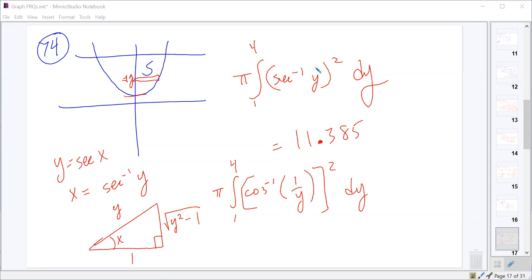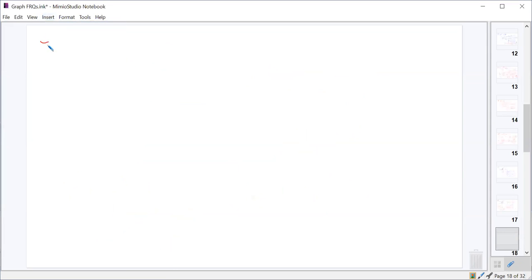All right. Next one, 76. We've got an object in motion along a line. It has an acceleration equal to pi t plus 2 over 1 plus t squared.